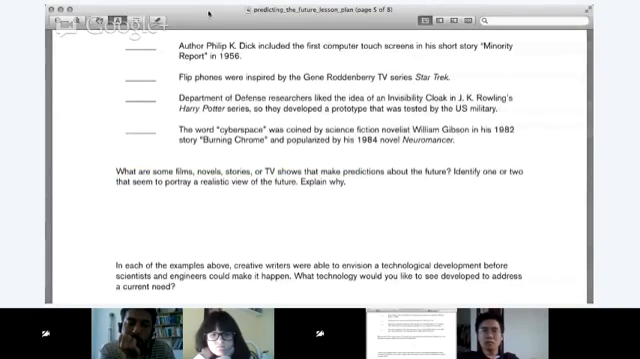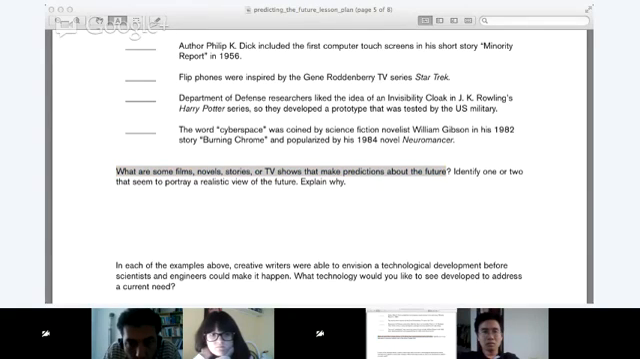So the next question we're going to work with in class, okay, is what are some films, novels, stories, or TV shows that make predictions about the future? So do you guys know any that talk about the future? And Adela mentioned robots will be the next race on Earth. So are there any movies about robots at all? Yes, AI, no? In artificial intelligence.